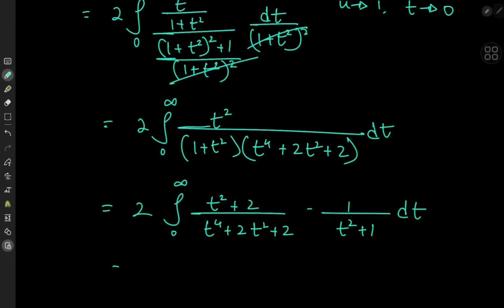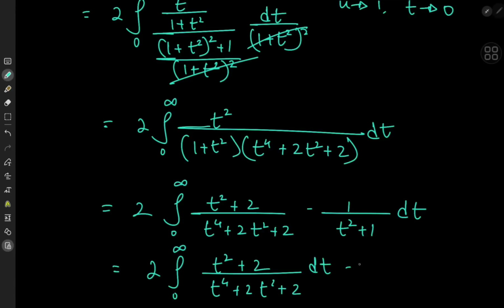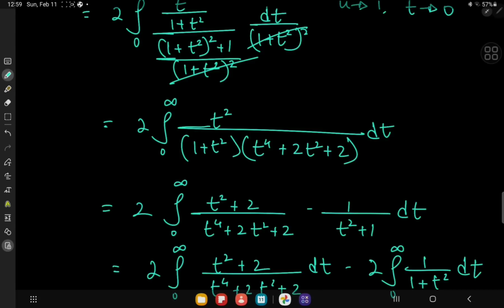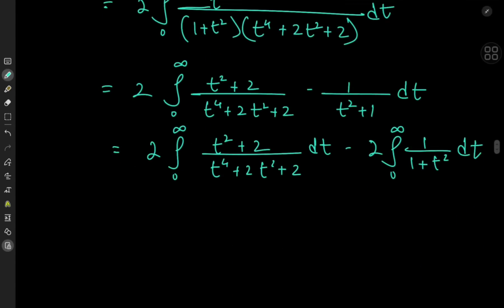Anyway, so we have twice the integral from 0 to infinity of (t squared plus 2) divided by (t to the 4th power plus 2t squared plus 2) dt, minus twice the integral from 0 to infinity of 1 by (1 plus t squared) dt. And the second integral is the pretty standard arctangent integral, so that means we have pi by 2 for these limits, and twice of pi by 2 is just pi.